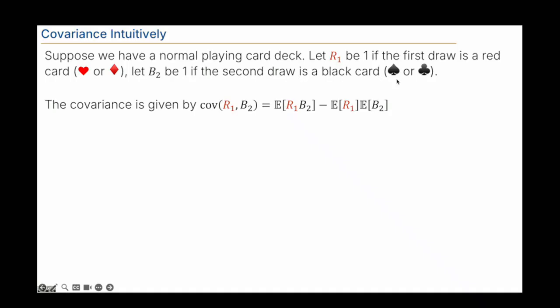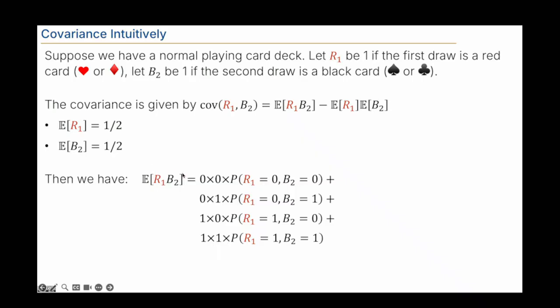Of course, these are just random variables, and I want to know the covariance of these events. So what's the covariance of R1, B2? By definition, it's the expectation of their product minus the product of their expectations. What is the expected value of R1? That's going to be a half. It's a Bernoulli, a 50-50 chance that I get a red card. Same thing with B2: if B2 is done in isolation, the expectation that I have a black card is a half. But what happens if we want to talk about the expectation of their product?